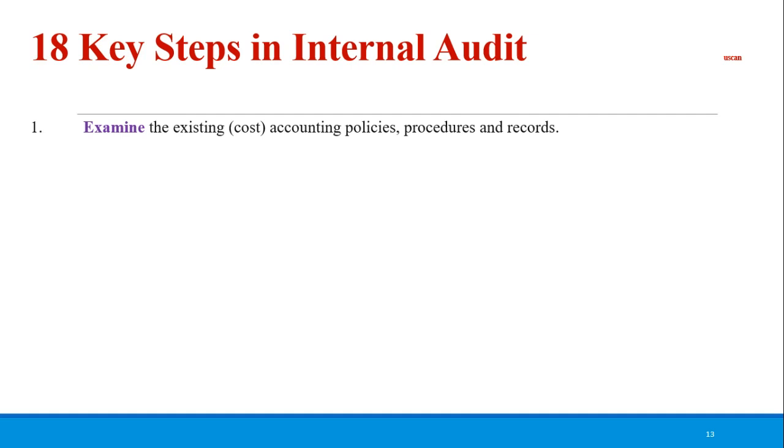Again, when I say internal audit, don't restrict your thinking to just audit or fault finding or your detective approach. No, it is from the angle of how you are going to introduce the systems, how you are going to introduce controls, reports, MIS. You just view it from that angle. Then with these 18 steps, you will be able to get 18 opportunities in even a very short span of time. Examine the policies, procedures, and records. Actually, this itself is a separate professional opportunity.